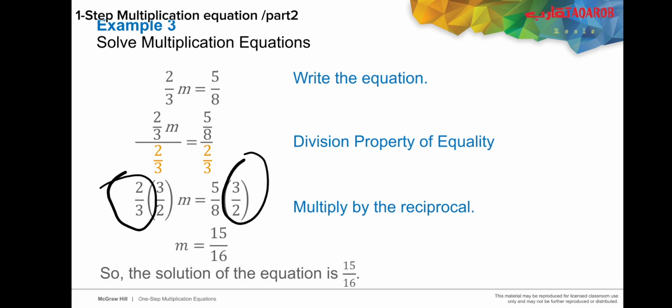So here it's 3/2, and here it's 3/2. Multiplying, I can just multiply 5 times 3, which is equal to 15, over 8 times 2, which is equal to 16. What happened to the left side? Here 3 and 3 will cross out each other, and 2 and 2 will cross out each other. So the solution for the equation will be 15/16.